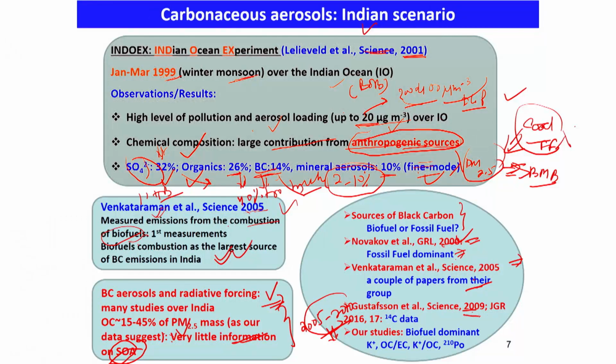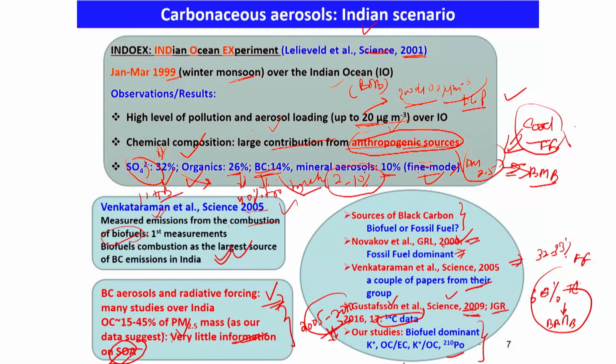There was a very key paper that came in 2009 by Gustafsson et al., and that was again in Science. And then there was a paper in JGR 2016 and 17, where they used carbon-14 measurements to conclude what the different sources are, and they also found that 66% of carbon in India, total carbon, is actually biomass burning. So we are producing only around 32 to 30% or 33% from fossil fuel. So this is one of the very important things, and we also used some tracers.